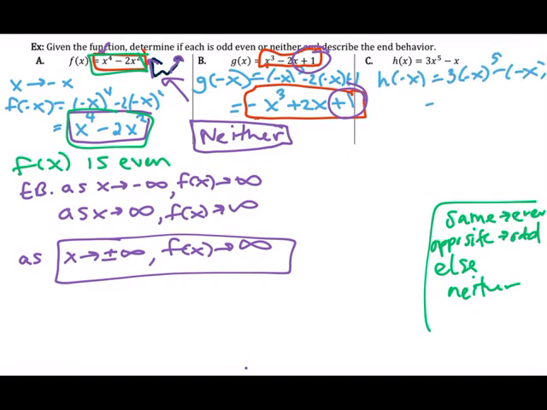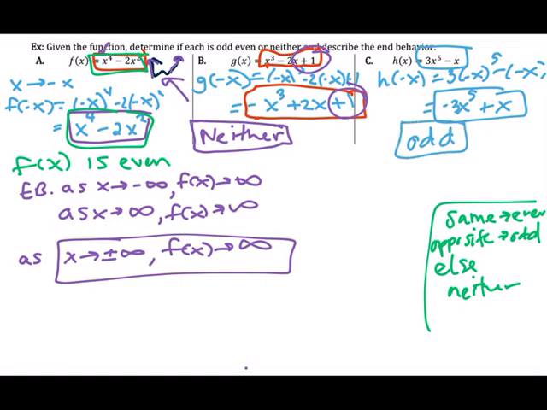Here we go. Negative x to the fifth is going to be negative x to the fifth, so that's going to keep its sign. Minus negative x is going to become plus x. So here's my h of negative x, here's my h of x. Are they exactly the same? No. Are they exactly opposite? Yes, both terms changed sign, so this is an odd function.